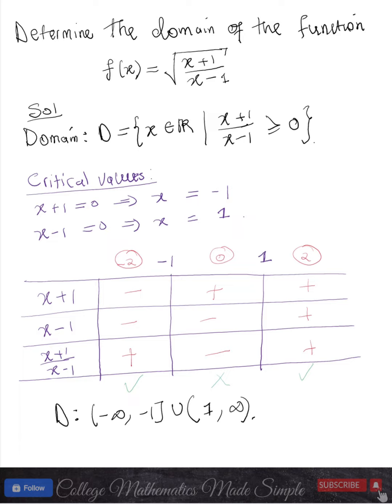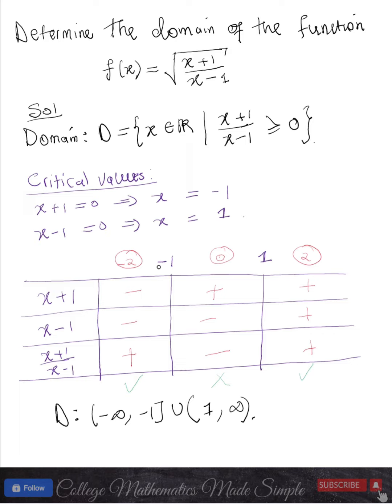Now, the first thing is to find the critical values. These are values that make the denominator and the numerator equal to 0. So we have x as -1 and x as 1. Now, we are going to draw a very simple table of values to find the region for which this function is greater or equal to 0. So we put x plus 1, x minus 1 and find the sign, then combine these signs.